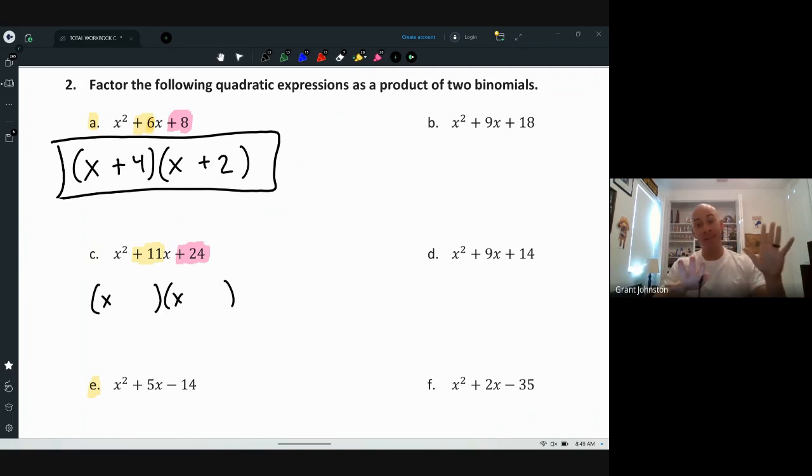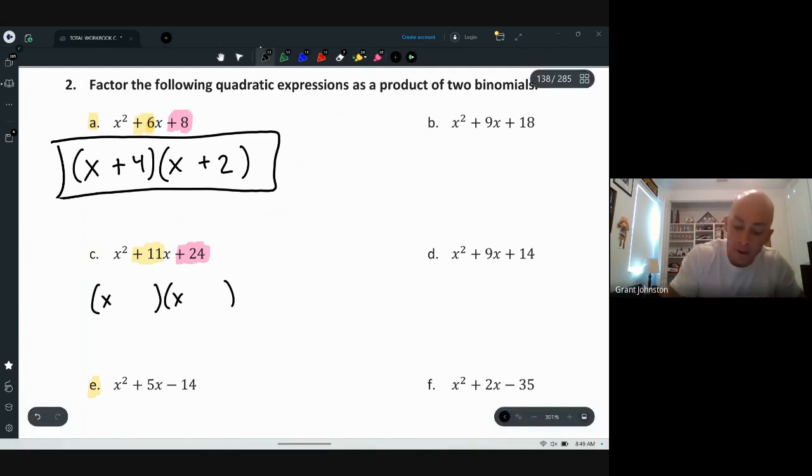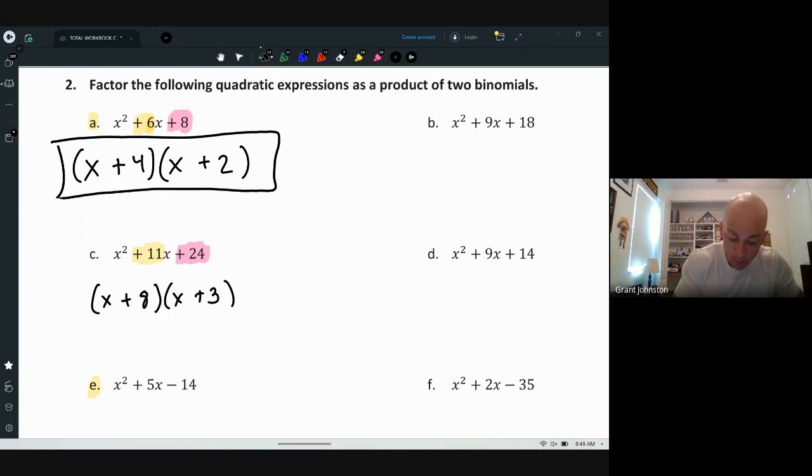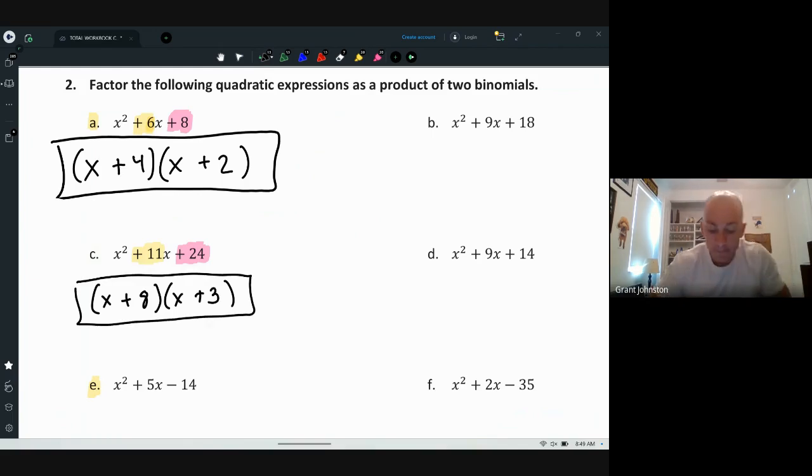So you got to think about it. It'll take you some time. It's not a race. Well, those numbers would be 8 and 3. 8 times 3 is 24. 8 plus 3 is 11. And again, you can distribute if you need to. I'm not going to show the distribution on this one. Maybe on a different one.